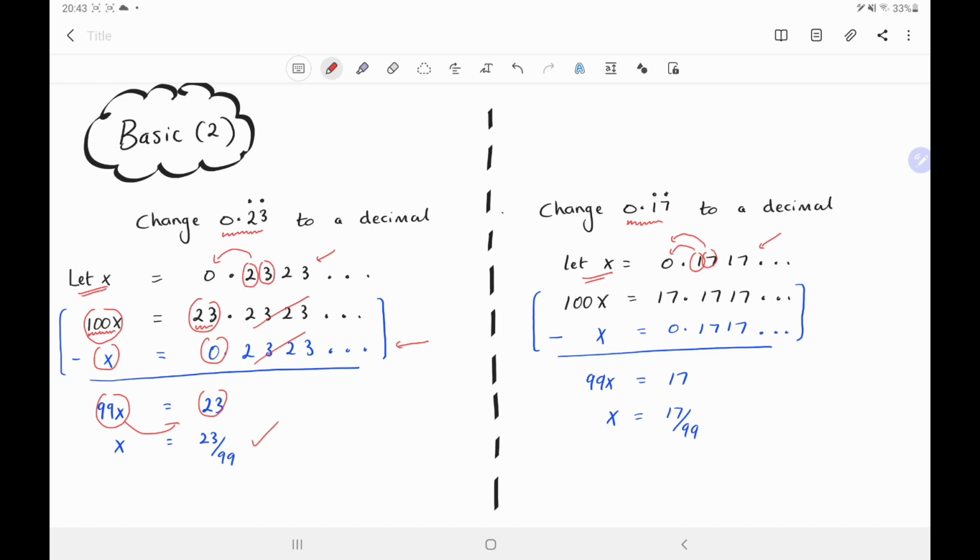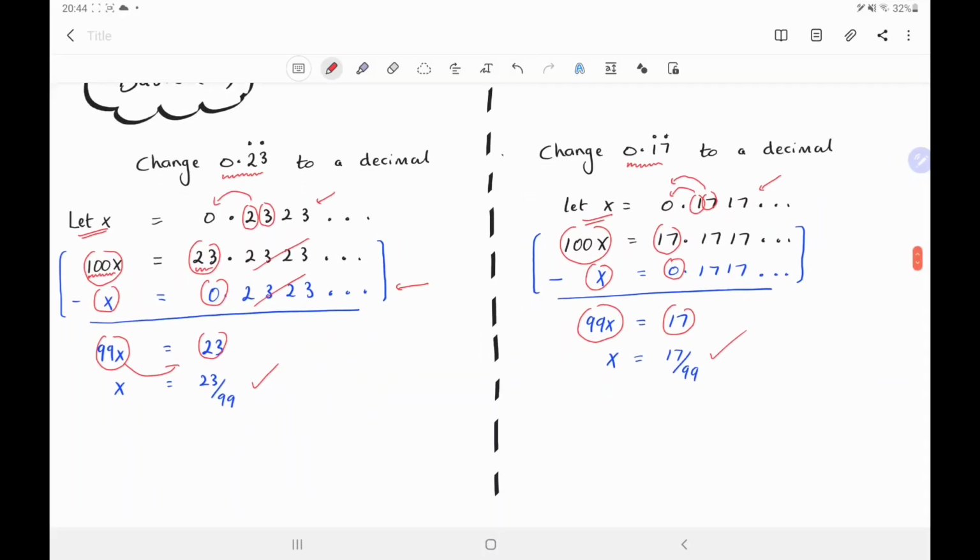Question on the right, because we have 2 digits recurring, we multiply by 100. So then we have 17.1717. When we do 100x, subtract x, we get 99x again. 17 subtract 0 gives us 17, and divide through by 99.